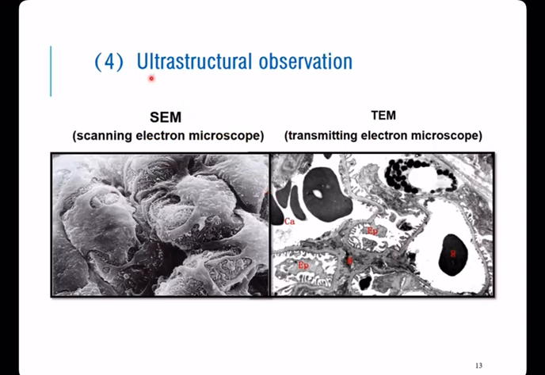The ultrastructural observation, we do it by electron microscope. The SEM means scanning electron microscope. It is used to observe the surface morphology of cells. Just like this. The TEM means transmission electron microscope. It is used to observe the internal structure of cells.